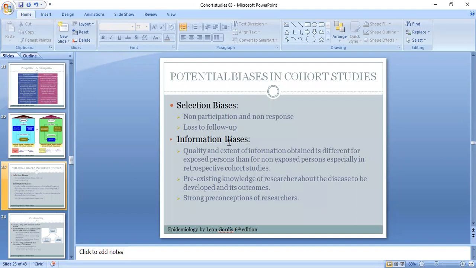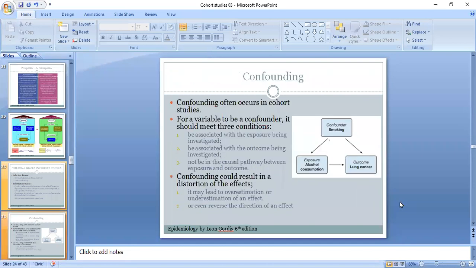Then there are the information biases. The quality and extent of information obtained is different for exposed persons than for non-exposed persons, especially in retrospective cohort studies. Because they travel into the past, there may be a recall bias. There is also the pre-existing knowledge of the researcher about the disease to be developed and its outcomes, and the strong preconception of the researchers.